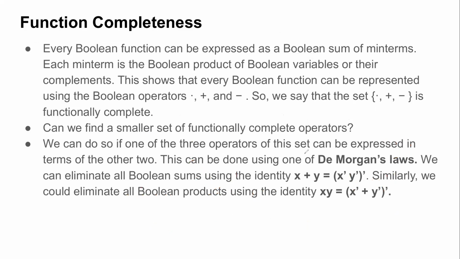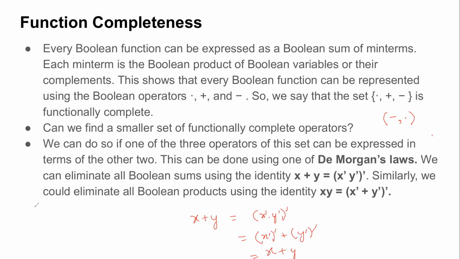And the set which Abe also said, which is Boolean product and complement, this is also functionally complete. Why? Because if I have to get addition, how can I get that? I'll simply take the product of the complements, whole complement. By De Morgan's law, it will give me x complement plus y complement, which is x plus y.